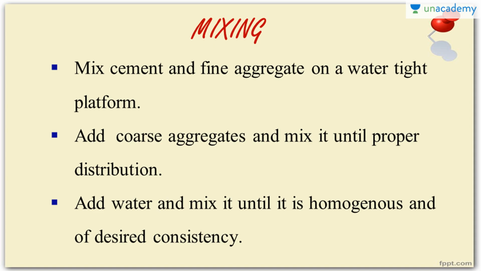After that, add the coarse aggregate into it. Now the coarse aggregate is added, mix it again until the entire coarse aggregate is uniformly distributed throughout the mix. After that, you add the designed amount of water to it. Mix it thoroughly until we get a homogeneous mix of required consistency. So that is how it is done. First, cement and fine aggregate, mix it thoroughly, introduce the coarse aggregate to it, mix it thoroughly until we get a proper distribution. After that, add water, mix it properly until we get a homogeneous mixture of proper consistency. That is how it has to be mixed.